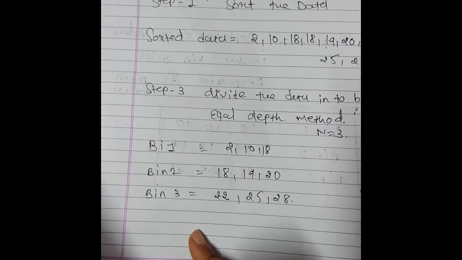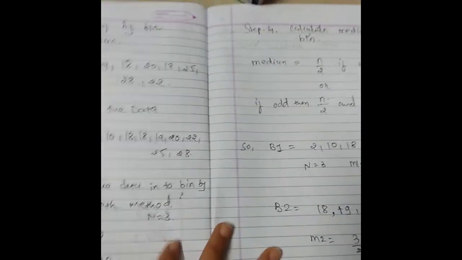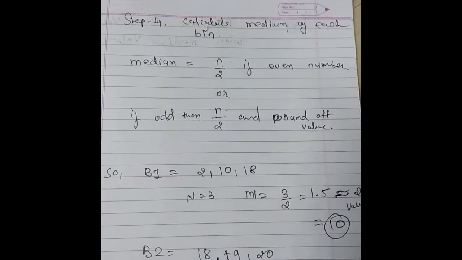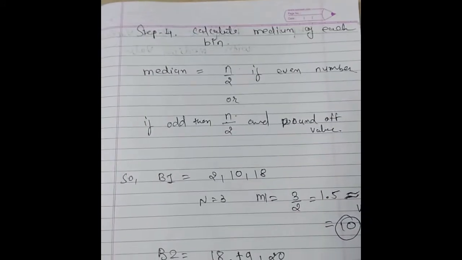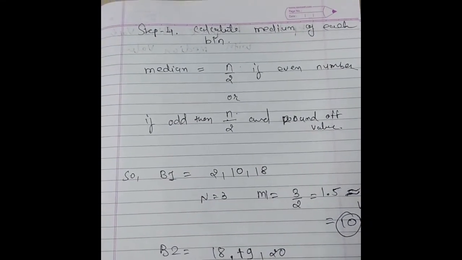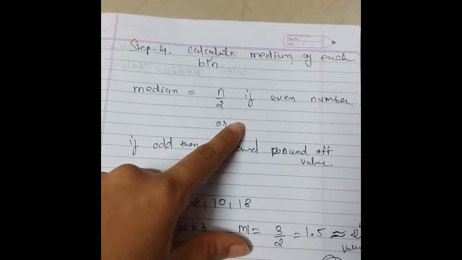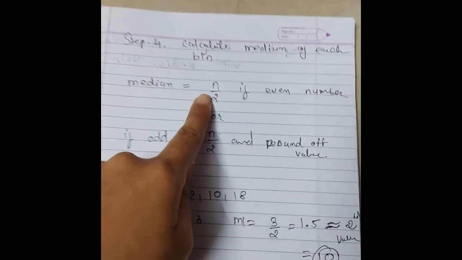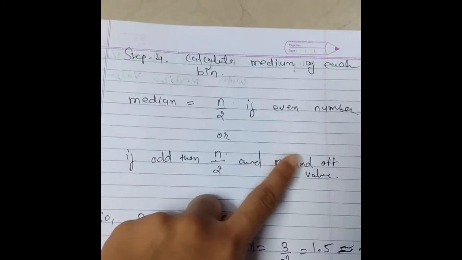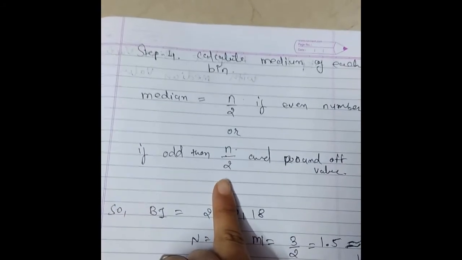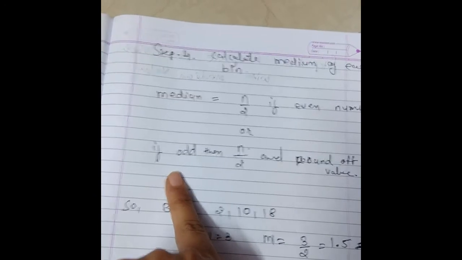Now we have the bins ready. The next step is to calculate the median of each bin, because the method is smoothing by bin median, so we have to find the median of each bin and then replace the values. The median position is n divided by 2 if the number of data points is even, and if the number of data points is odd, then divide by 2 and round up the value. So this is how we can find the median.